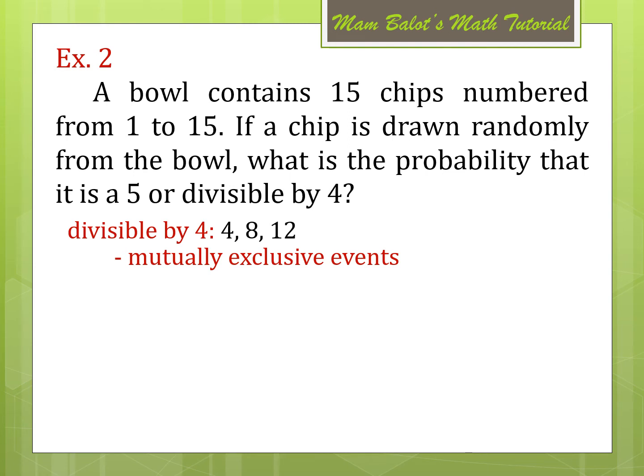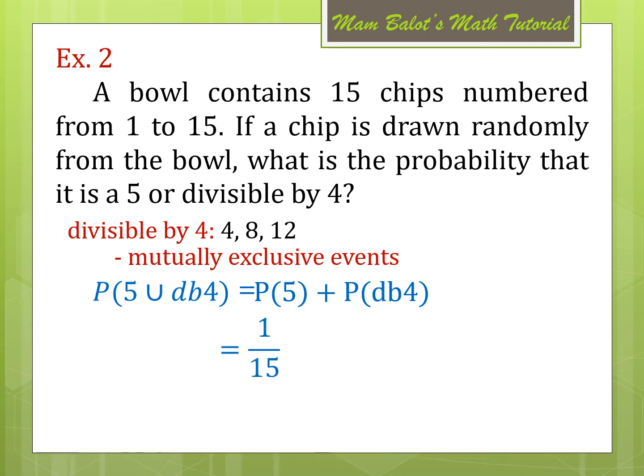Computing the probability of 5 union the numbers divisible by 4, we have the probability of 5 plus the probability of divisible by 4. The probability of 5 is 1 over 15 since we have only one chip numbered 5, plus the probability of the numbers divisible by 4 is 3 over 15, since we have three numbers which are divisible by 4: 4, 8, and 12. Adding it up, 1 plus 3 is equal to 4 over 15.